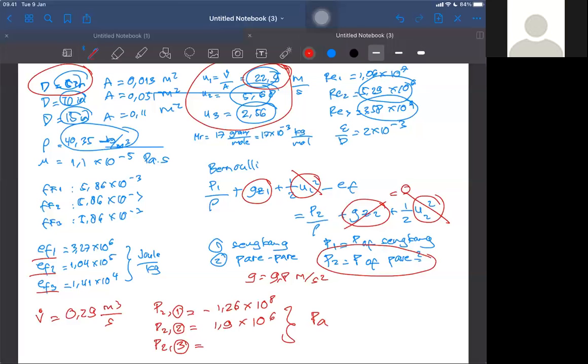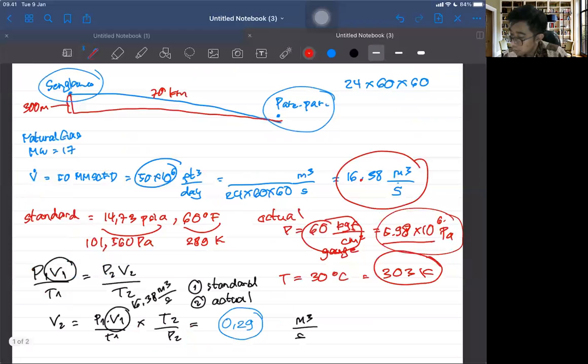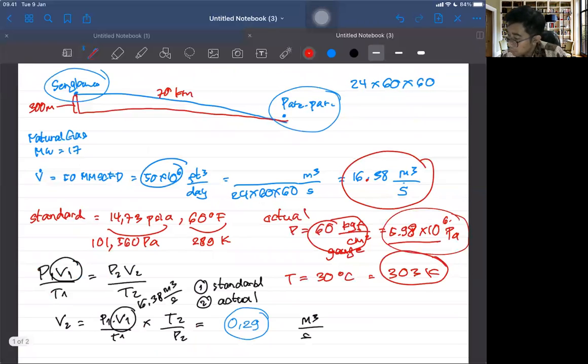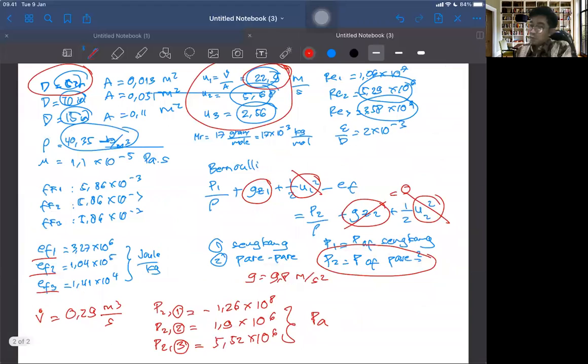Okay. Sir, for the third one, I got a 5.52 times 10 to the power of 6. Okay. Positive as well. Yes, sir. Okay, how about the other student? Is it the same? I got the same, sir. Okay.